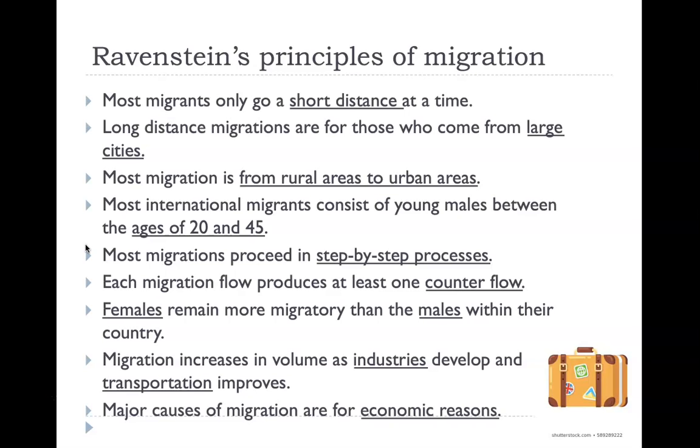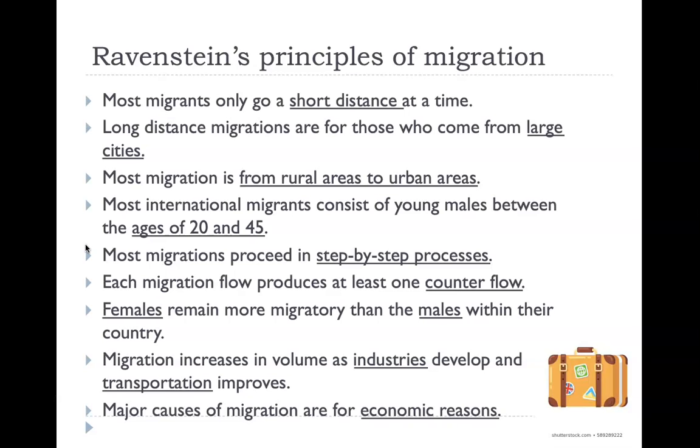All right, the second piece says that long distance migrations are for those who come from large cities, right? That people who already live in a city are more likely to migrate long distances, and they're most likely to migrate from one large city to another large city.